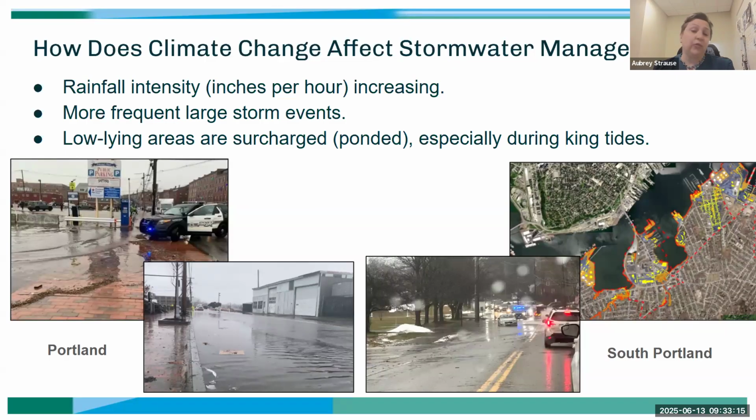We are seeing more frequent large storm events. So from a design standpoint, we look at a storm's return frequency. Is it a 2-year storm? Is it a 5-year storm, 10-year storm, 100-year storm? A 100-year storm means that for the size of that storm, there's like a 1% chance of having that storm event in a given year, or less than that really. So it's a big, high number of inches of rain that comes down.